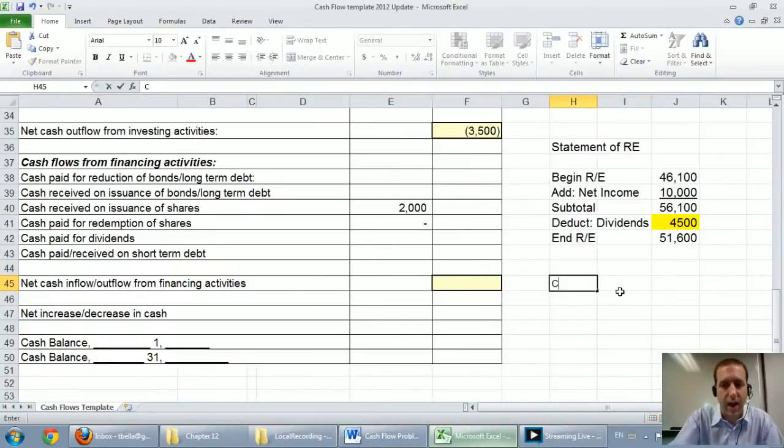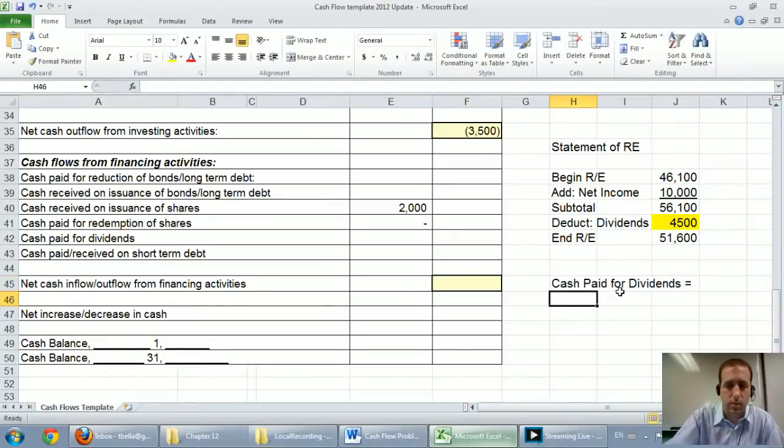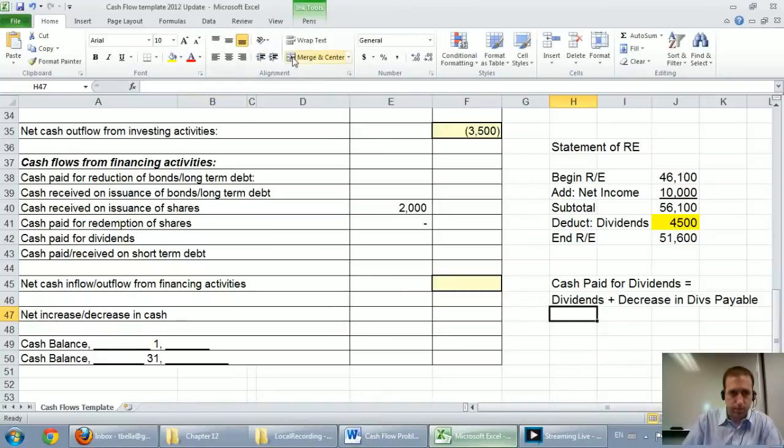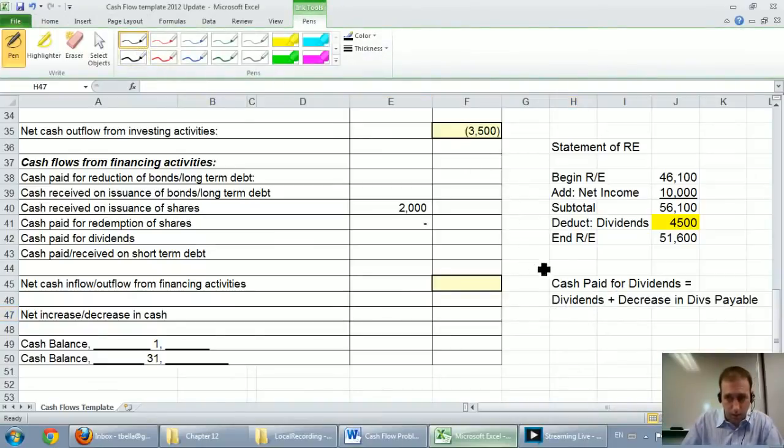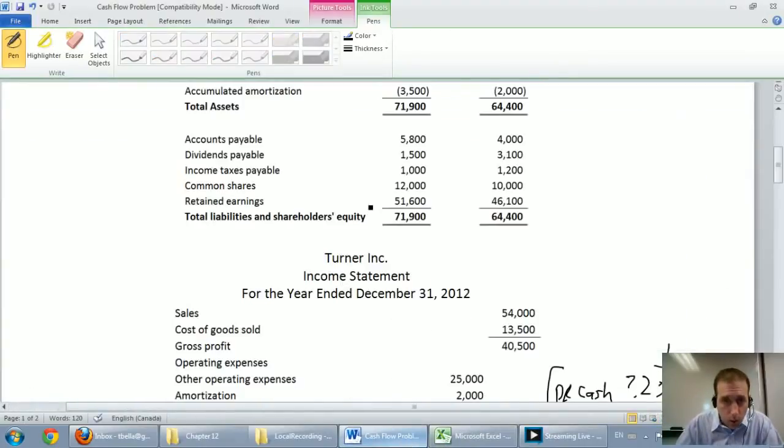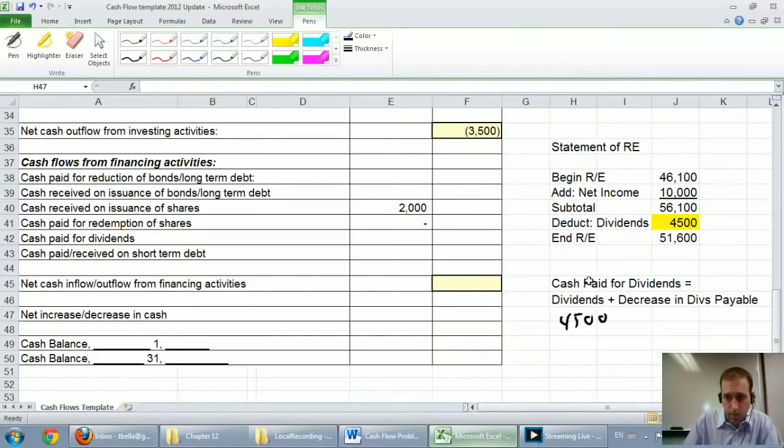Now the formula for cash paid for dividends is dividends plus decrease in dividends payable. So for our company, our dividend amount we just calculated, it was $4,500. Our dividends payable went from 31 to 15. It went down by $1,600, so there was a decrease of $1,600. So that means we paid more than just what we declared this year because we reduced what we owed. So 4,500 plus 1,600 equals, I believe, 6,100.